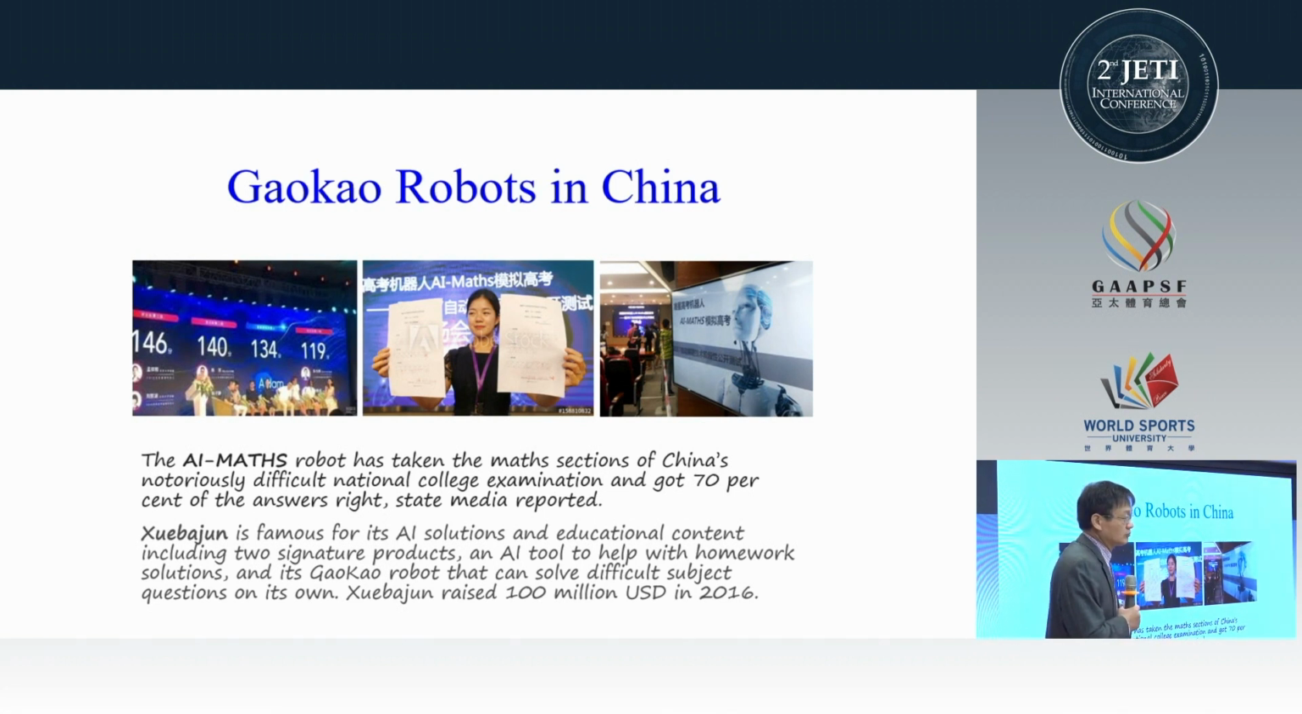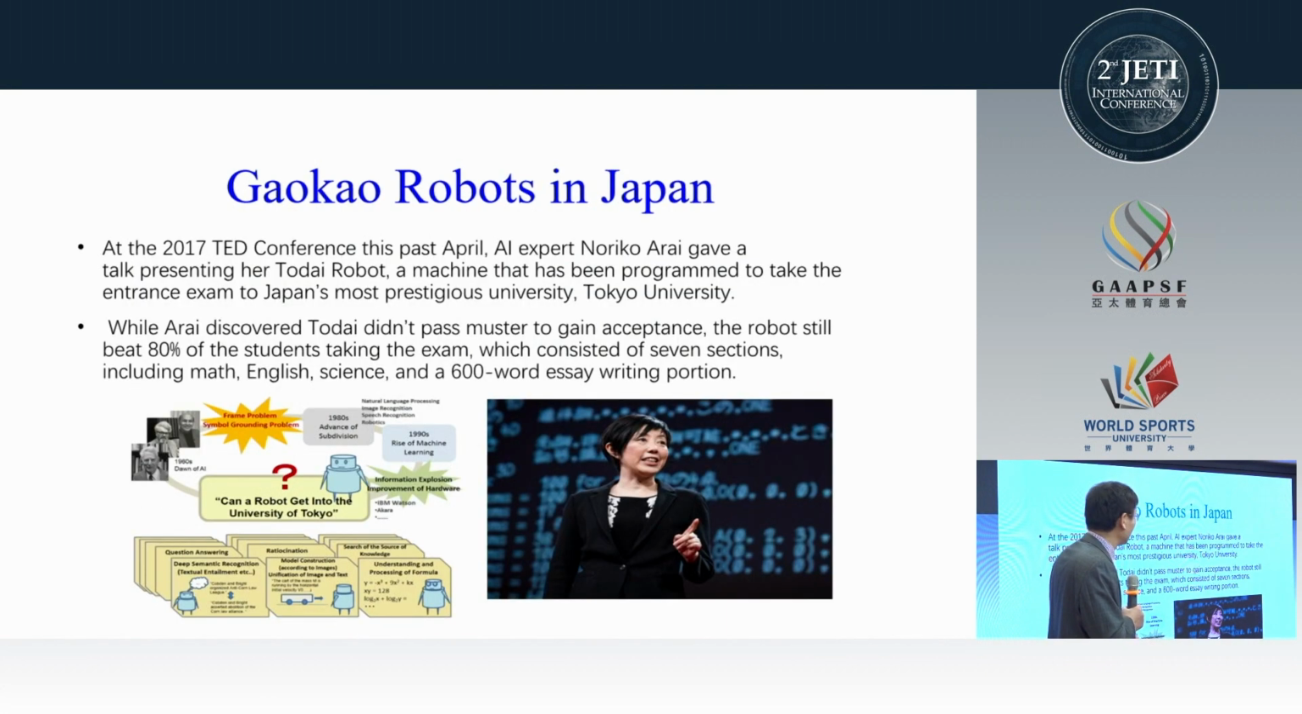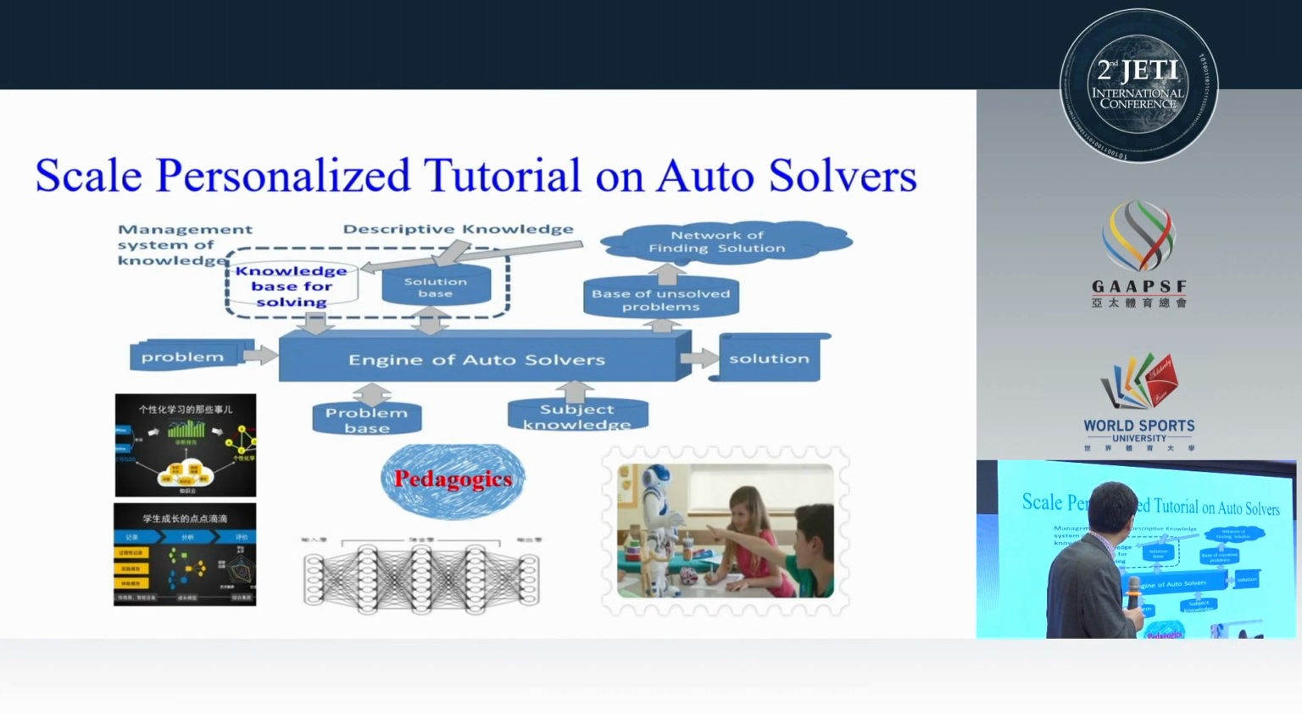One is the Gaokao robot. Several years ago, several companies tried to develop a Gaokao robot to tutor students who want to take the Gaokao in mainland China. This topic was actually first proposed by Japan, before China did this kind of research. But the Gaokao robot is not so successful now because the software technology is not mature yet.